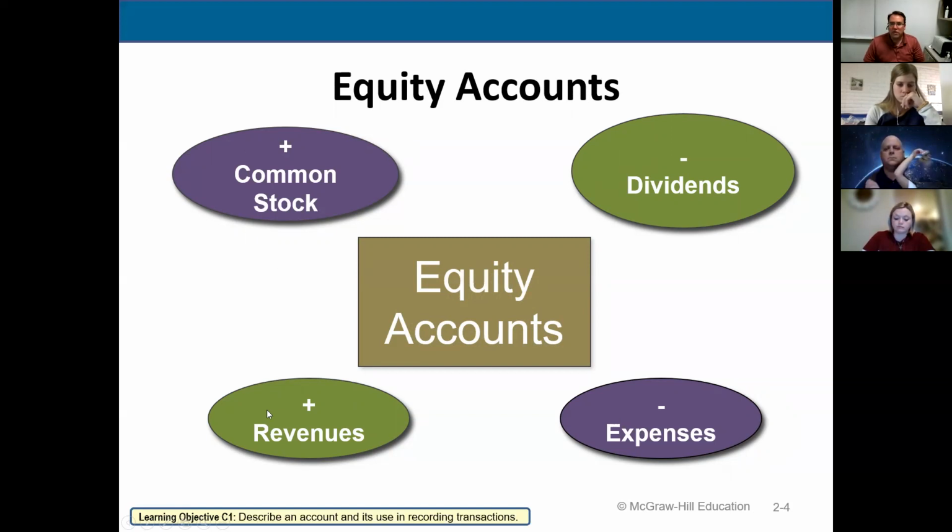We also have the revenues, the money that the business earns, which is going to increase our equity. And the expenses, the costs the business pays, are going to decrease our equity. And then finally, dividends, which are shares of the profits the business earns that are paid out to the owners, will also reduce our equity accounts. So already this probably feels like a lot, like I'm just throwing a whole bunch of new information on you. You've probably been looking at it a little bit this week. So don't get overwhelmed by it. It becomes easier the more you use it.